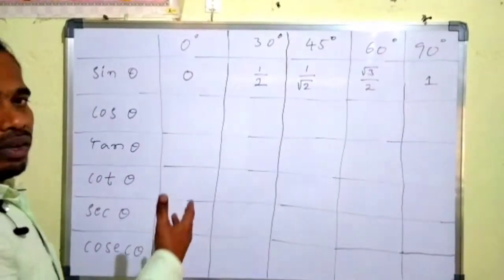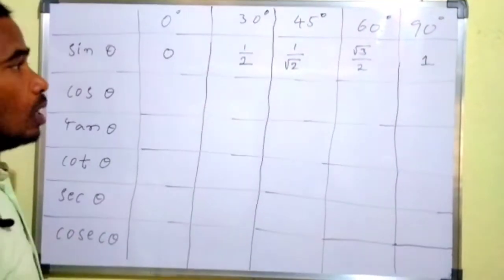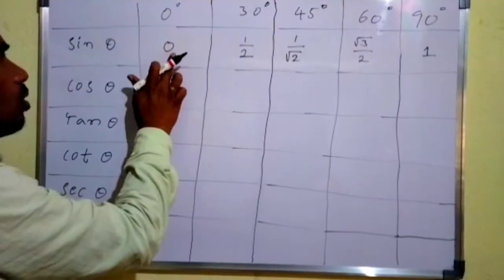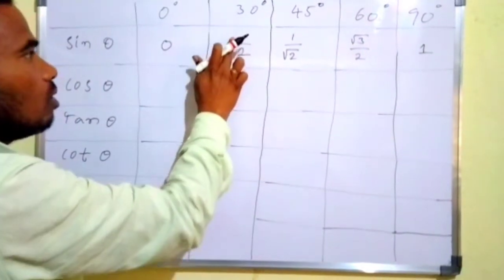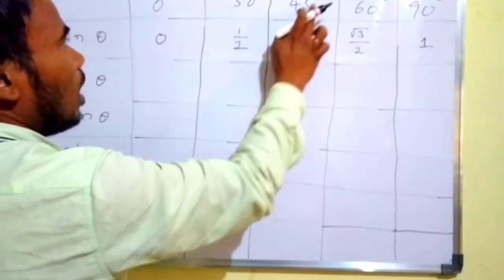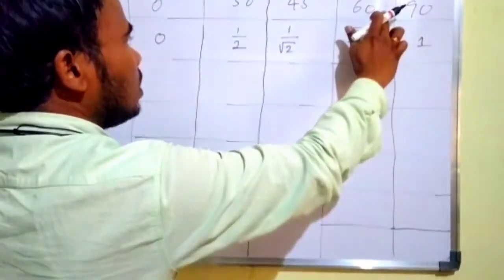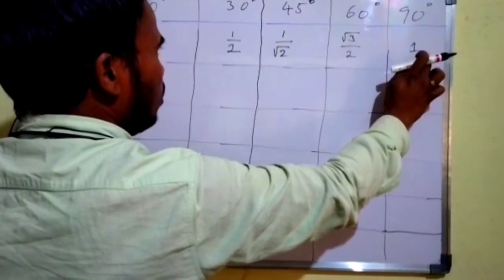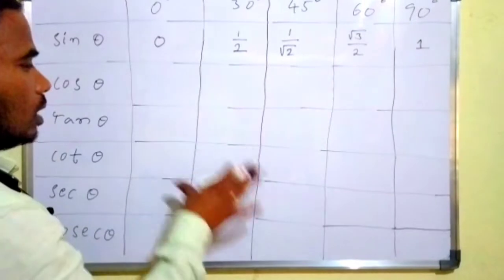So how can we fill it? Just observe here. Sin 0 degrees is 0. Sin 30 degrees is 1/2. Sin 45 degrees is 1/√2. Sin 60 degrees is root 3 by 2. Sin 90 degrees is equal to 1. If you know these values, we can fill this table.